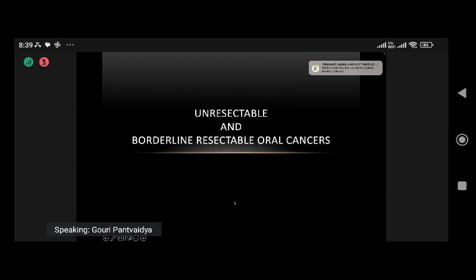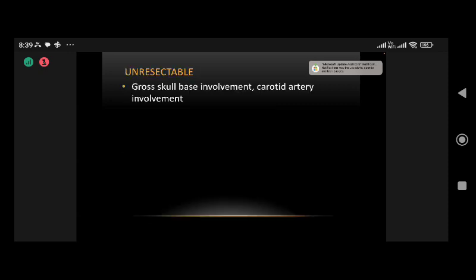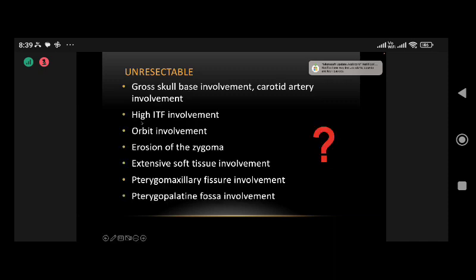Now coming to unresectable, and this is just a small bit for you all to understand these concepts, unresectable and borderline resectable. Now, when you say unresectable, what it actually means is gross skull base involvement, carotid artery involvement. But there are many other factors, which are not defined anywhere in any guidelines, which can also make tumors unresectable, basically because you're trying to look at the prognosis of this patient and trying to see whether you get that 1 centimeter margin.